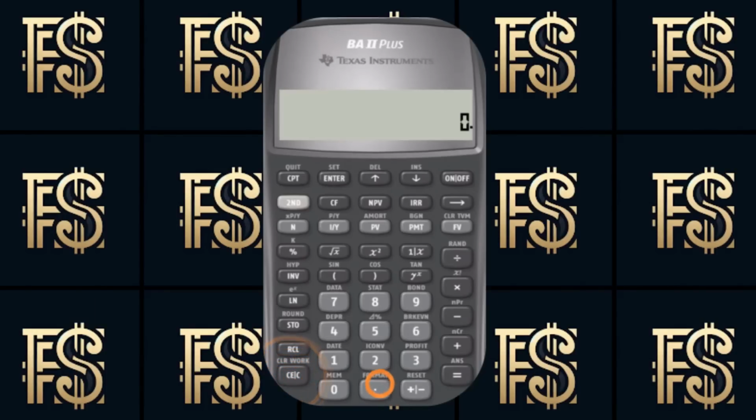We'll take 0.12 plus negative 0.051 plus 0.159 plus 0.185 plus negative 0.022. That is the sum of those returns. We will now divide by 5, and we find that the arithmetic average return in this example is 7.82%.